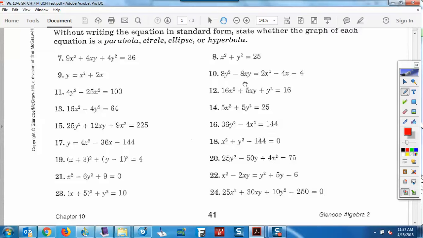Now, we do a little work with the XY term in calculus, but just understand that's what it represents.